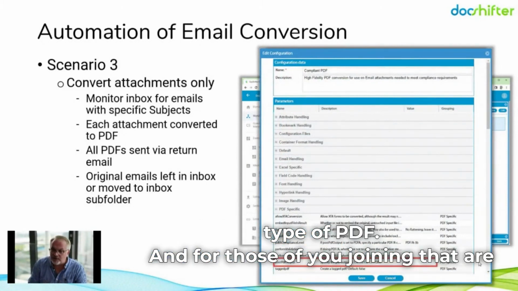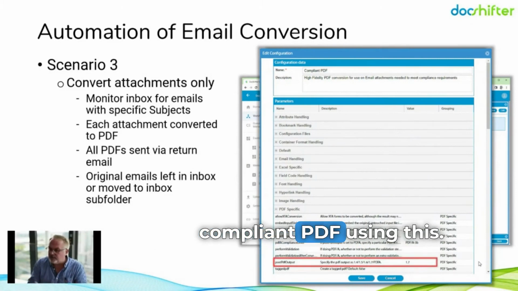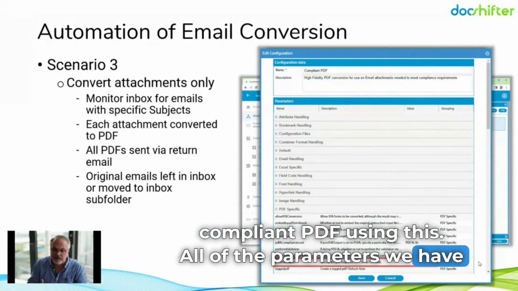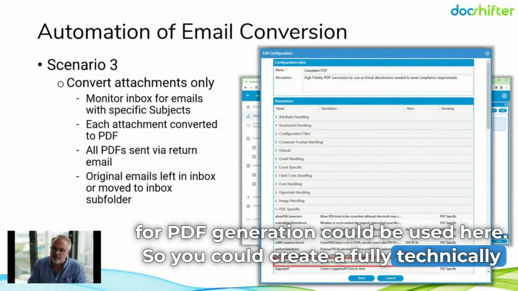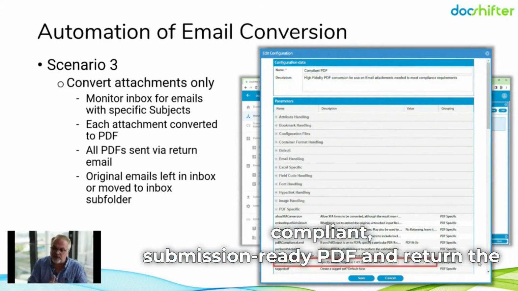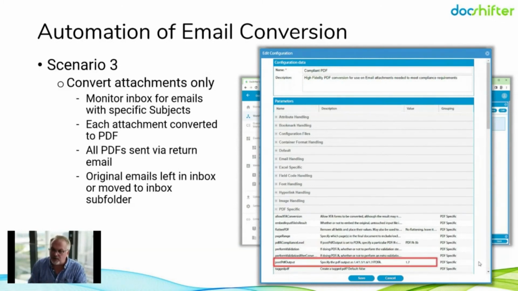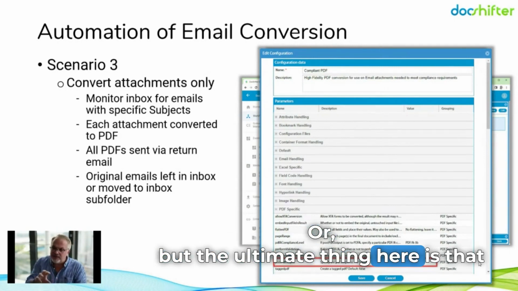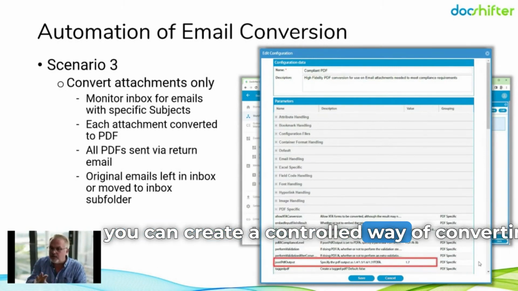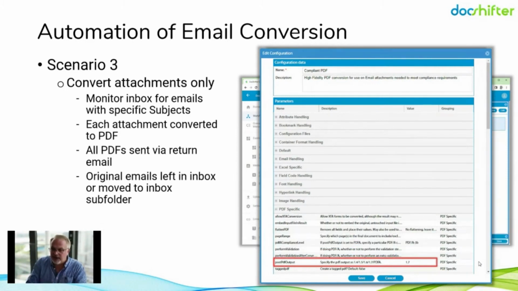And for those of you joining that are existing customers, you could ultimately create a fully compliant PDF using this. All of the parameters we have for PDF generation could be used here. So you could create a fully technically compliant submission-ready PDF and return the results via email without having to go through your repository, your typical life cycles as well. But the ultimate thing here is that you can create a controlled way of converting to PDF. So the spec of the PDF can be defined.